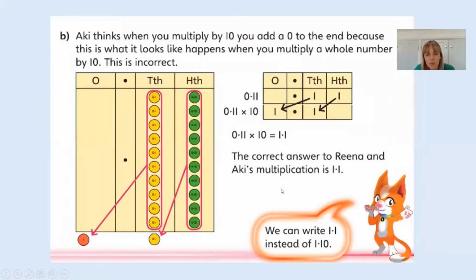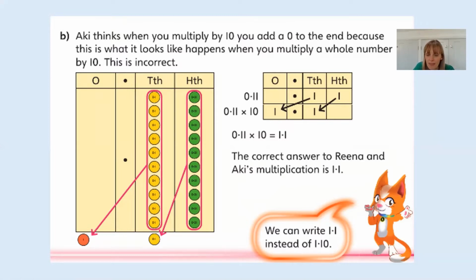Now Aki and Rena got a little bit confused. They've done 0.11 times 10, and Aki thought, oh, I can just add a 0 on the end. Remember what we've said about this in class, we can't just add a 0. It's confusing because sometimes when you multiply a whole number by 10, it looks like you're just sticking a 0 on the end, but it doesn't work with decimal numbers. And this is why: if we just put a 0 on the end of 0.11, it's just the same number, nothing's actually changed. So by timesing by 10, everything has to jump one place larger.